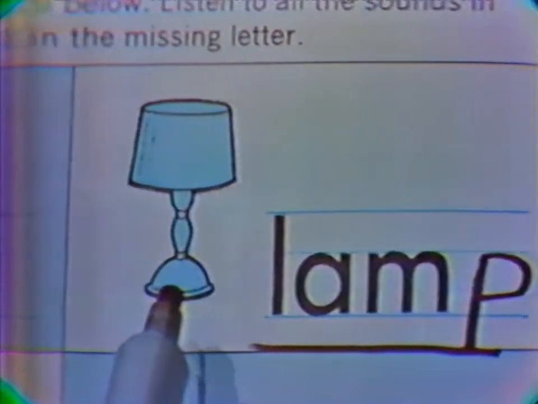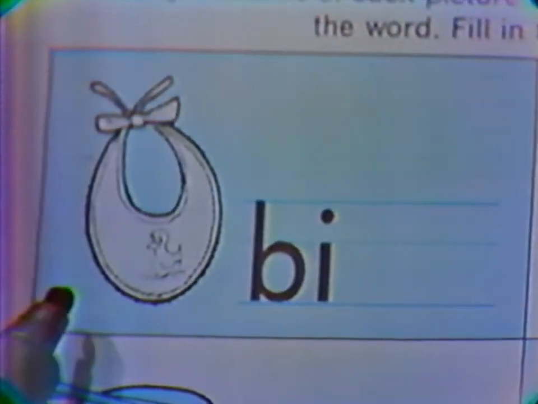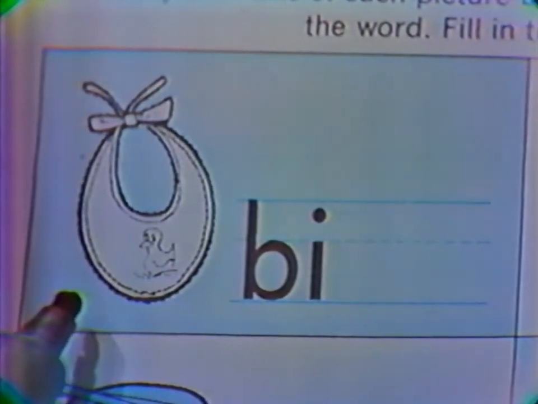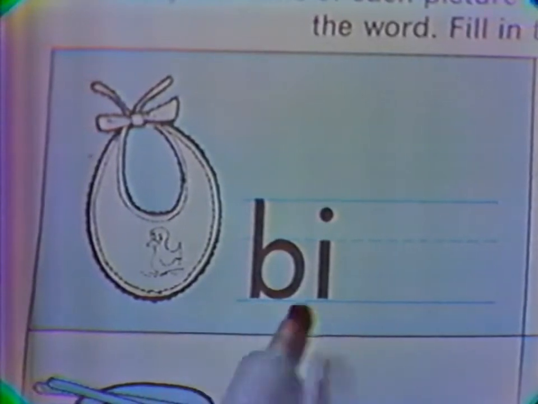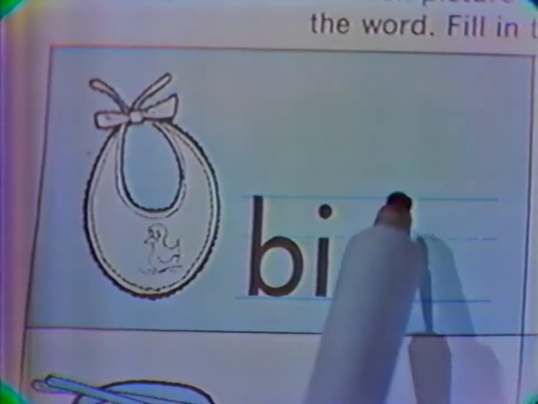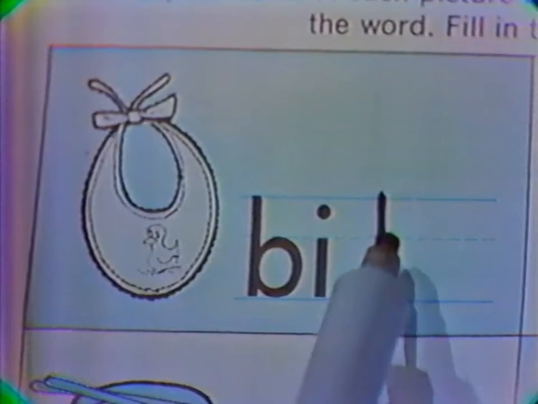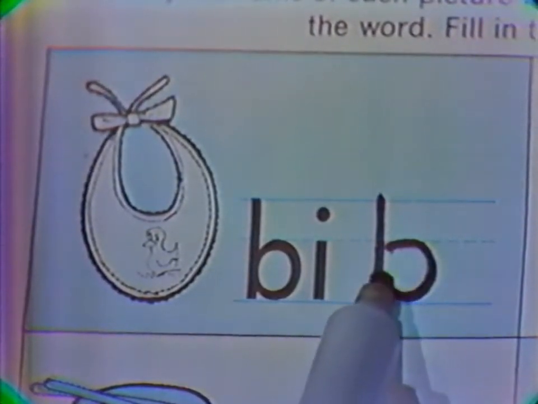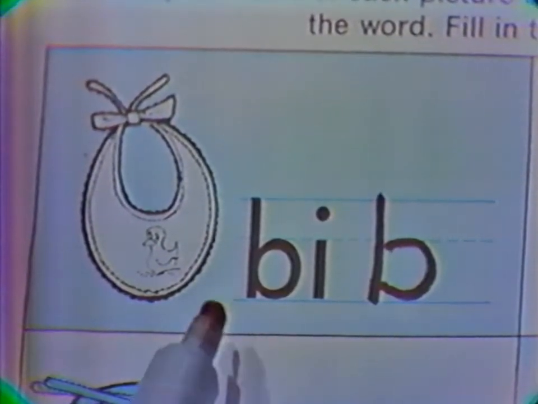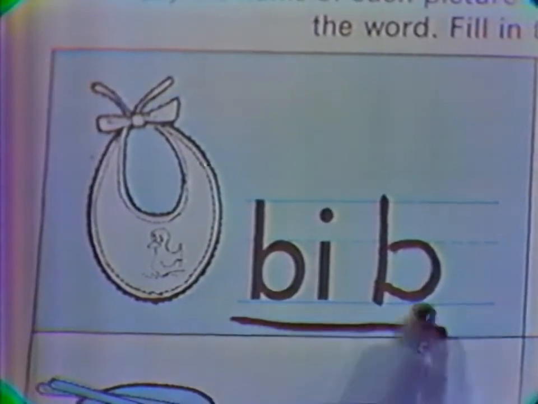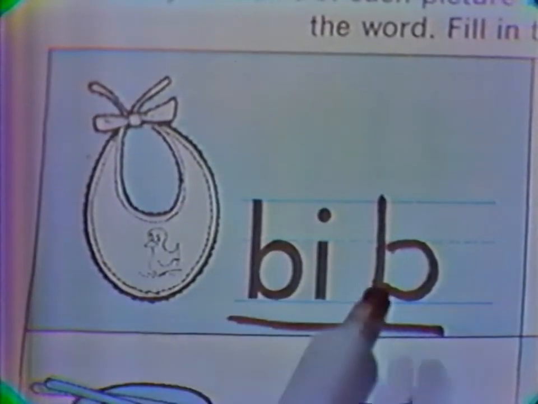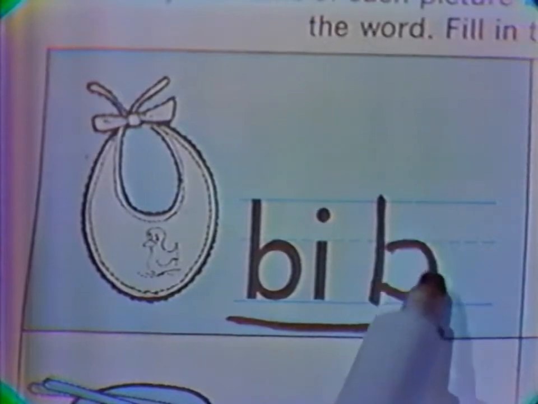Now, this is what you wore when you were a little baby every time you ate. It's a bib, and only the letters B-I, bi, are written. What's missing? Bib. Write it. That's right. Small b. B and small b say bib. Remember the small b? The circle goes around to the right.